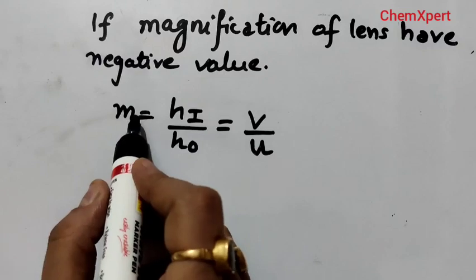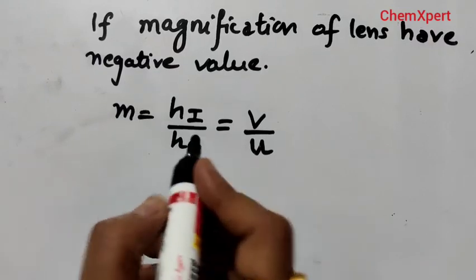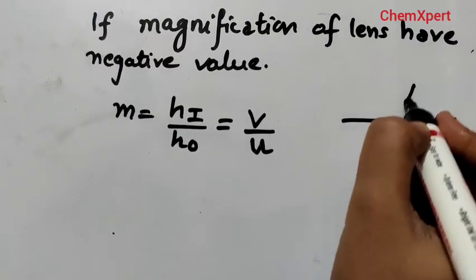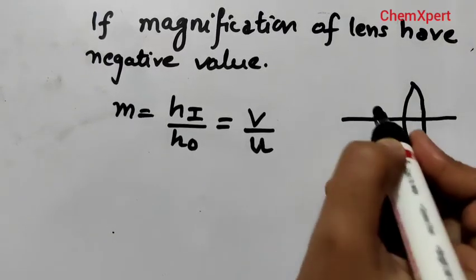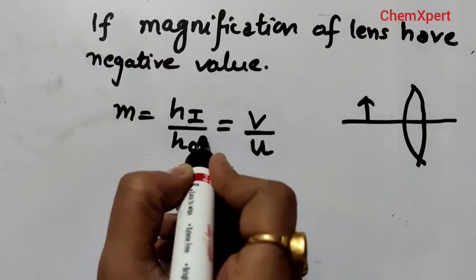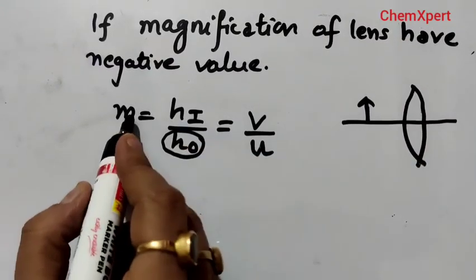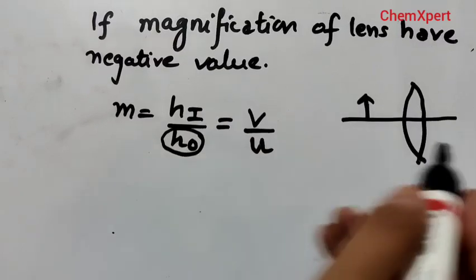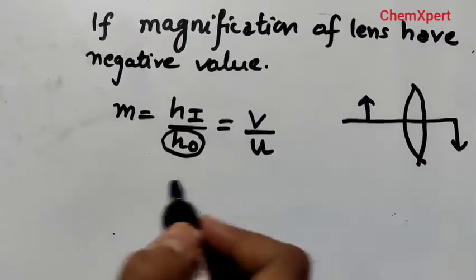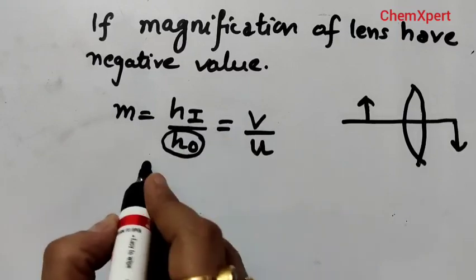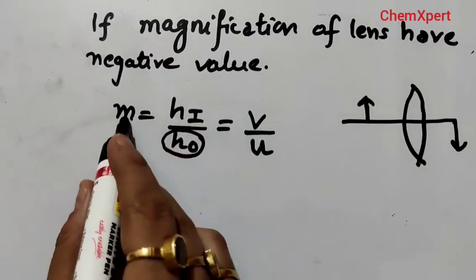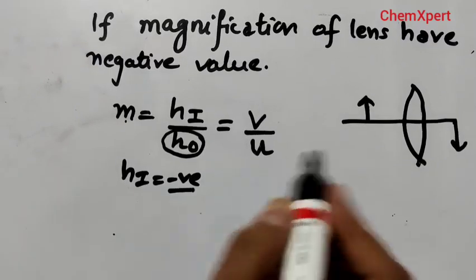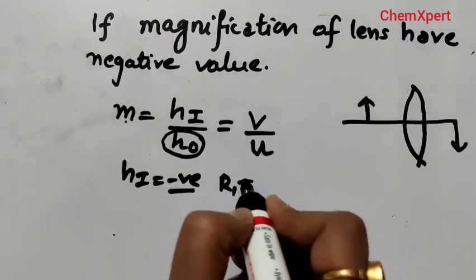Now magnification will be only negative because we know that the height of the object, when we place any object in case of a convex lens, is always positive, so this term is always positive. So magnification will only be negative if hi is real and inverted, that is, it is towards this side, the negative value of hi. So magnification is negative if hi is negative, and it is only negative when we get the real and inverted image.